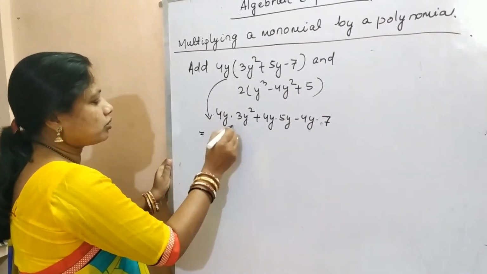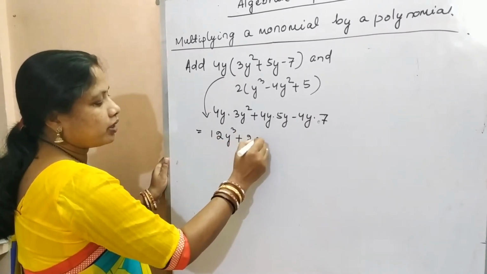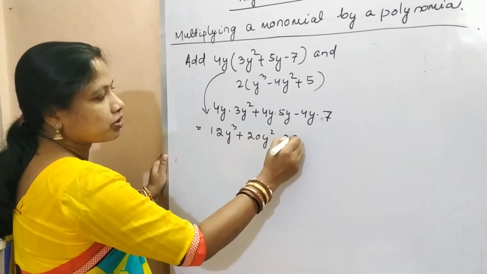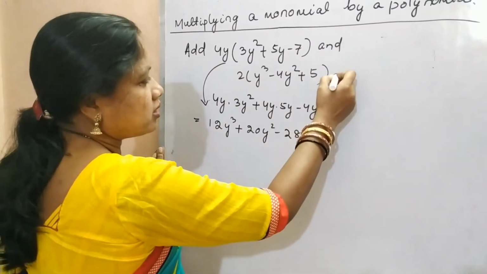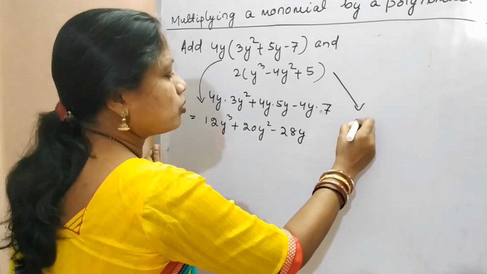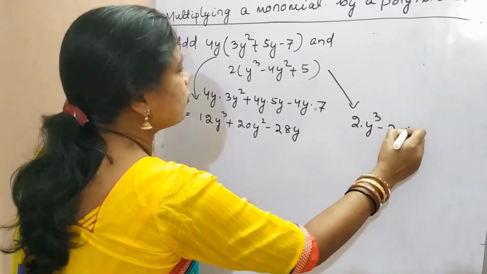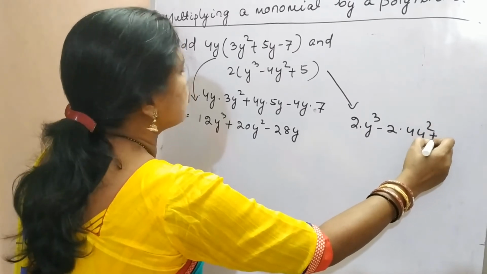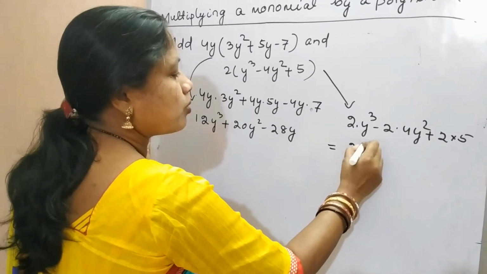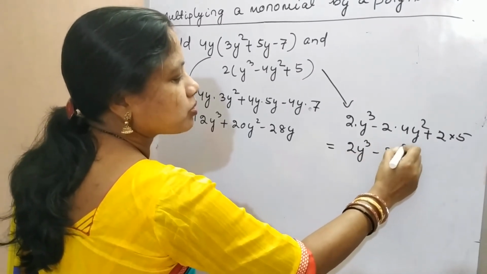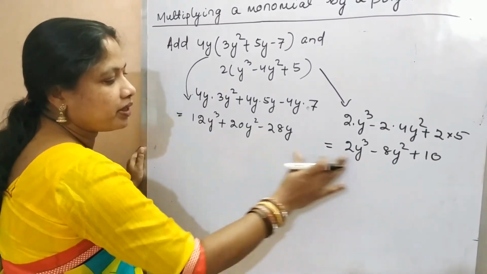So this is equal to 12y cube plus 20y square minus 28y. Then we have to simplify the second algebraic expression in this way: 2 multiplied with y cube minus 2 multiplied with 4y square plus 2 multiplied with 5. So this becomes 2y cube minus 8y square plus 10. Then we will add these two algebraic expressions.